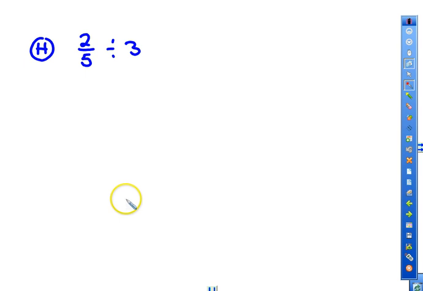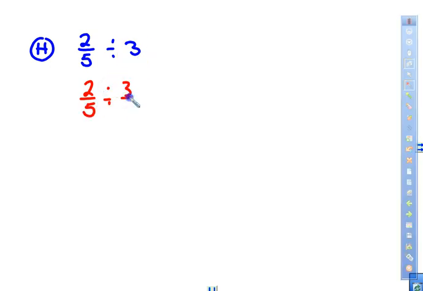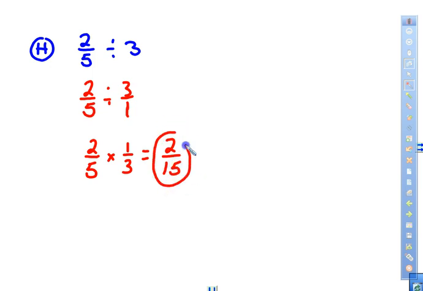So now go ahead and divide letter H. So I get 2/5 divided by, this is going to be 3 over 1. Leave it a division problem until you have made them both into fractions. Now I get 2/5 stays the same, change it to multiplication, and the reciprocal or multiplicative inverse of 3 over 1 would be 1/3. Look to see if I can cross reduce, which I cannot, and I get 2/15. Done.